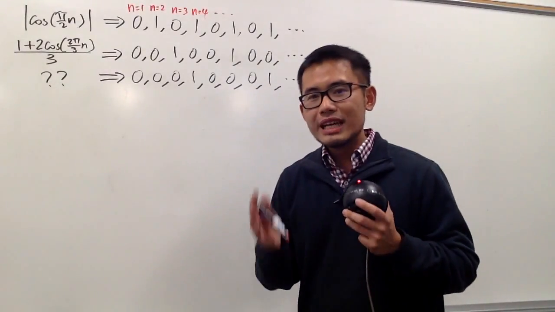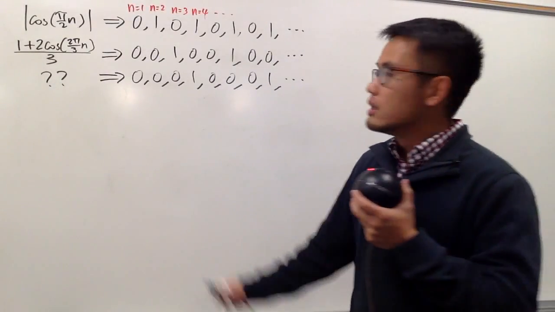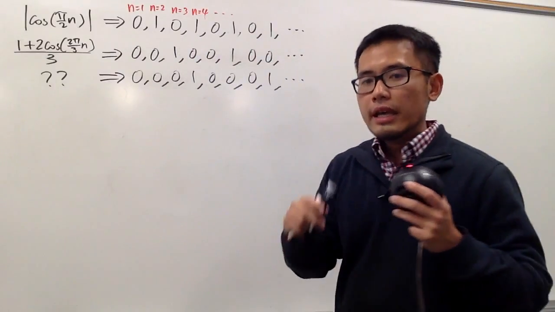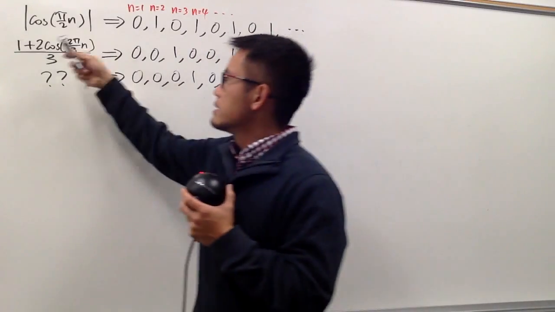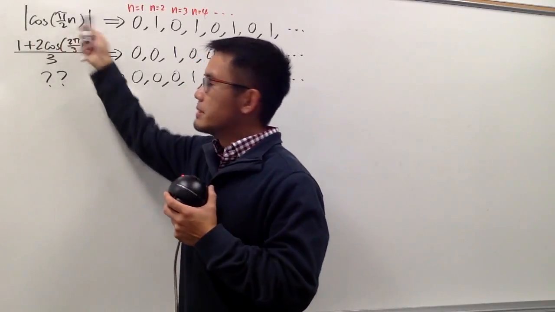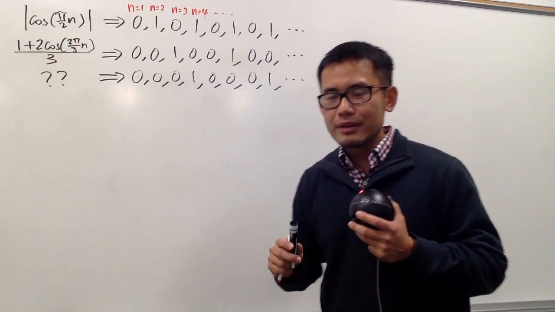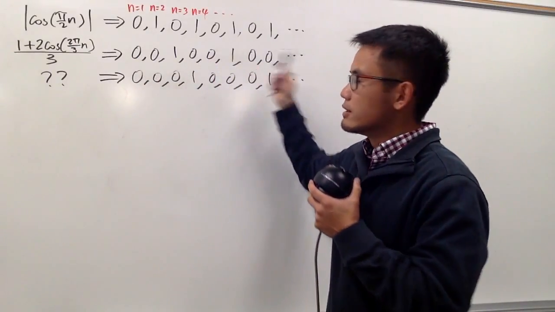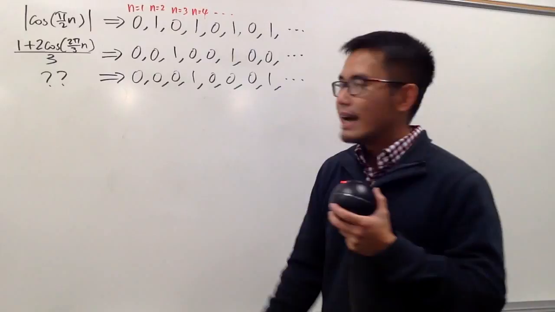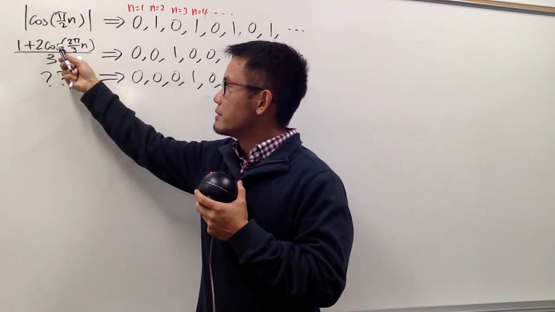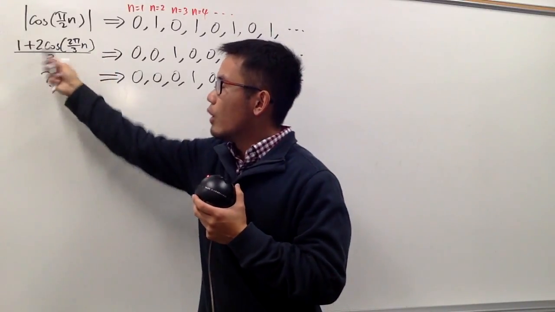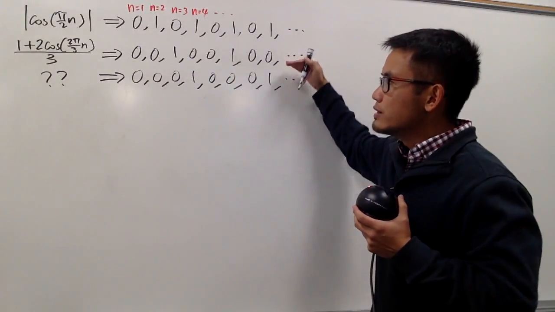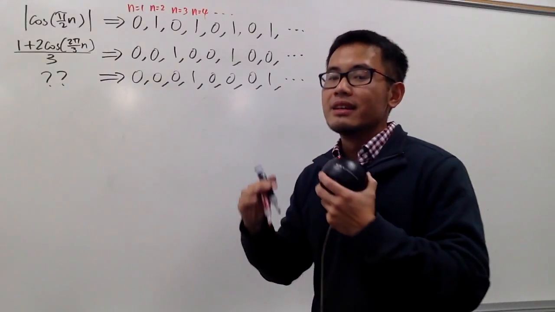In my previous videos, I've shown you how to come up with a formula for the sequence 0, 1, 0, 1, 0, 1, 0, 1, and so on. One of the answers I gave you was the absolute value of cosine of pi over 2 times n. I also talked about a formula for the sequence 0, 0, 1, 0, 0, 1, and so on. The answer I gave was 1 plus 2 times cosine of 2 pi over 3 times n, all over 3. If you haven't seen the videos for these two sequences, the links are in the description.